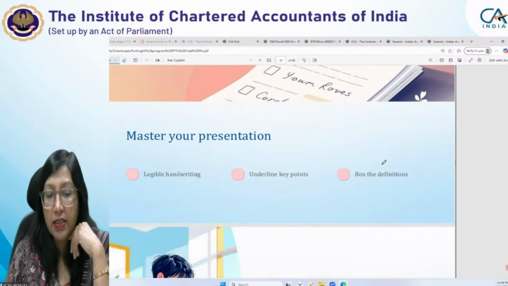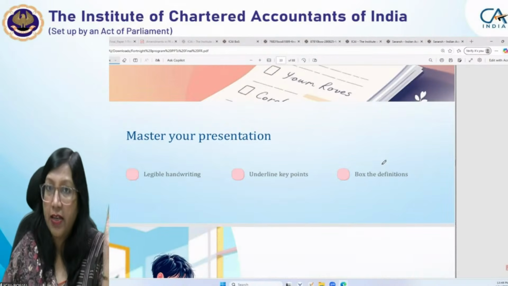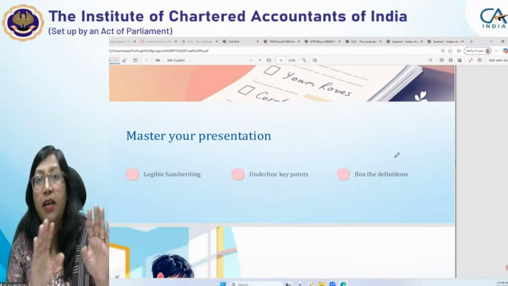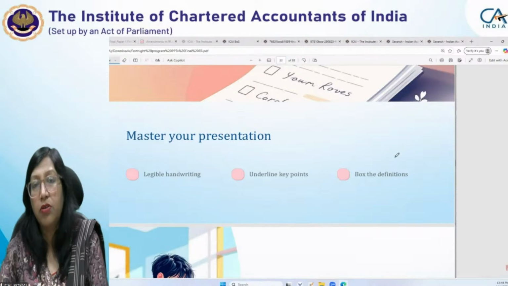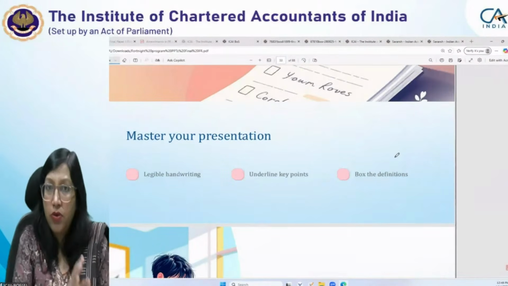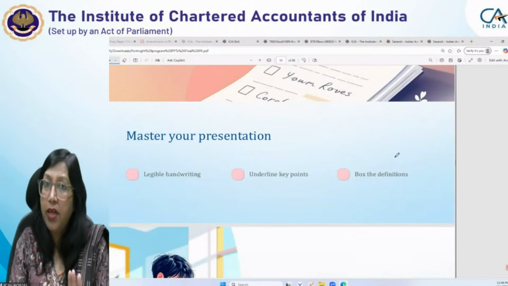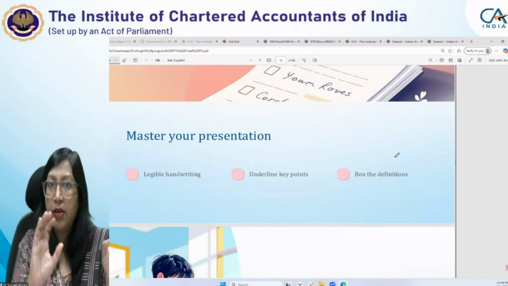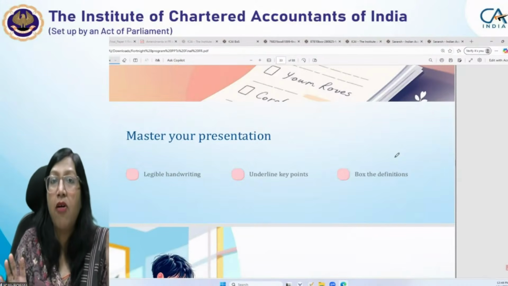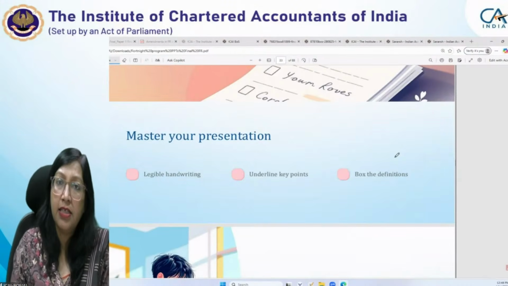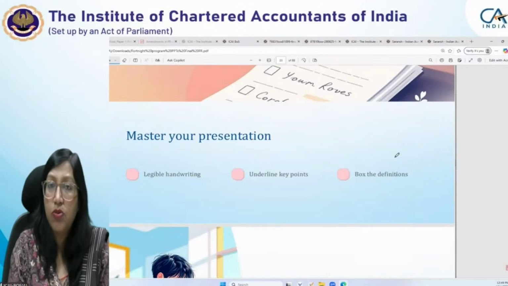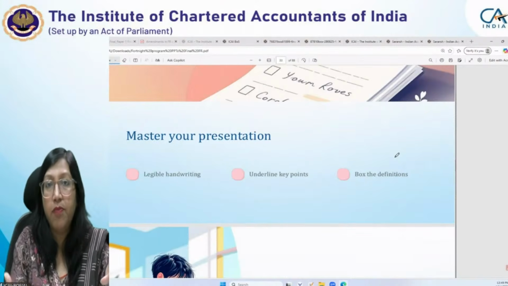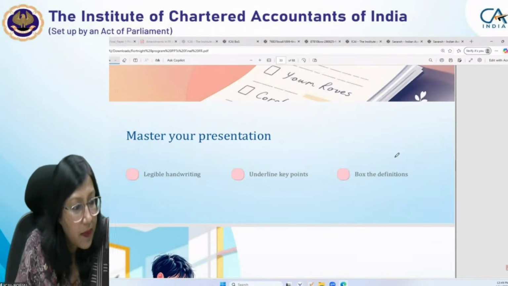Master your presentation. For mastering your presentation, one thing I already told you: don't make a mess of your solution. Just be very clear. Your working should be separate, your main solution should be separate. It is not important that you first do your main solution and then present your working note. Whatever you do, it should be legible, with clean handwriting, very clear and proper. There's no lack of answer sheets. You can take extra sheets also to do your solutions, no issues, but do it very cleanly, so that the examiner also has a good impression of your answer sheet. Okay.